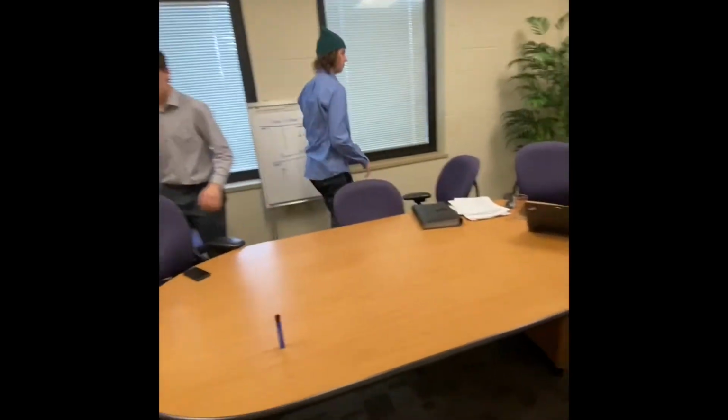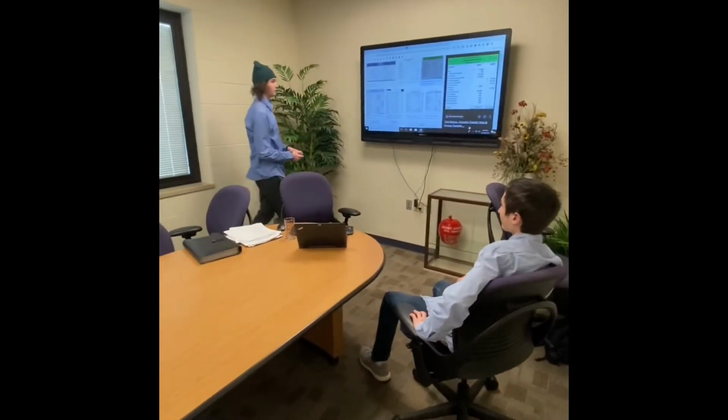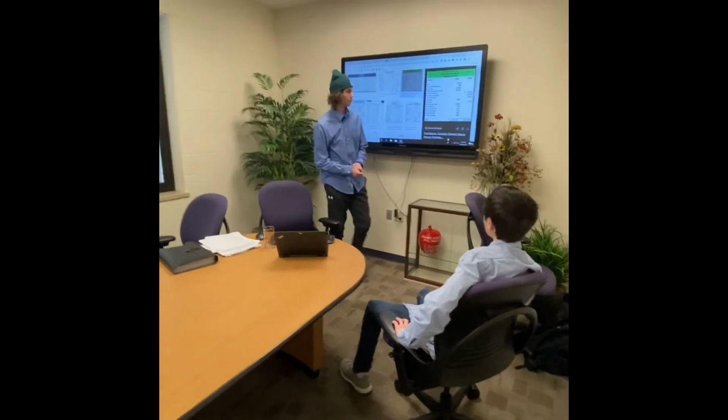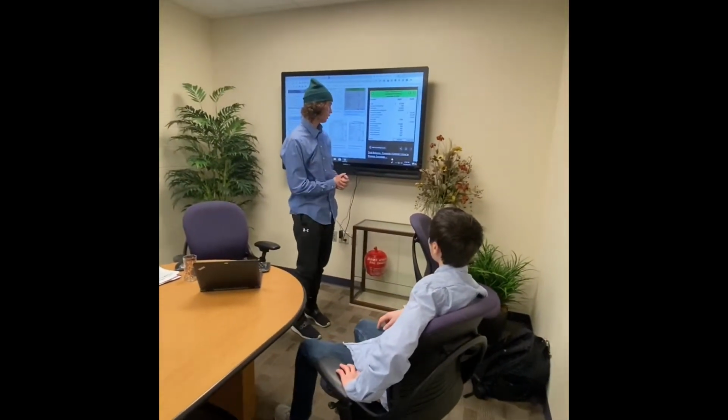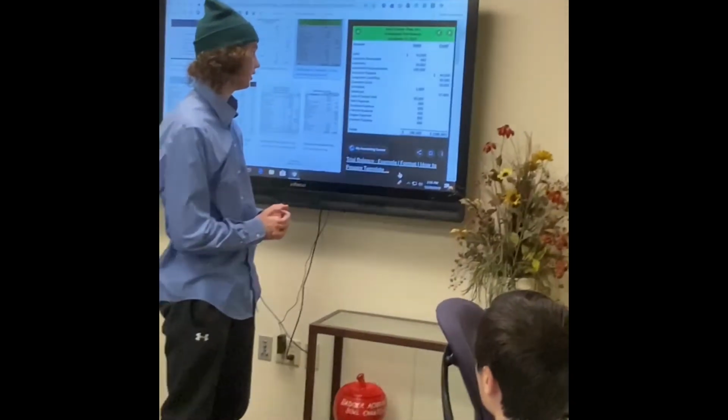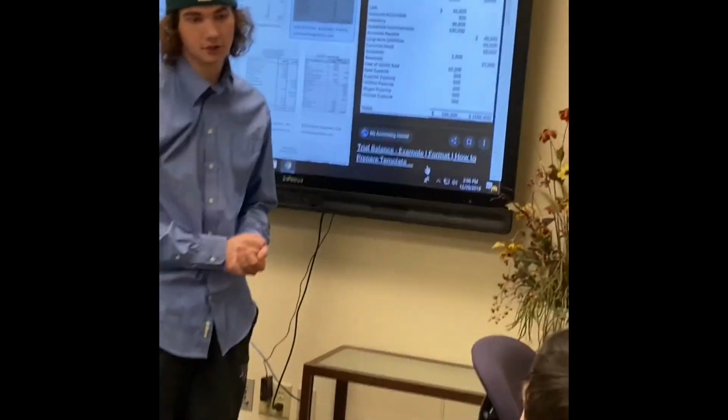So this is where you add up your debits and your credits to figure out if they equal out. If they don't, you will have a trial balance error, and then if you do that, come to me and I'll help you figure it out.